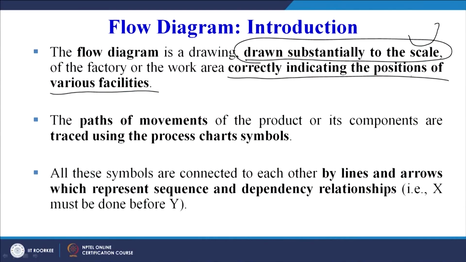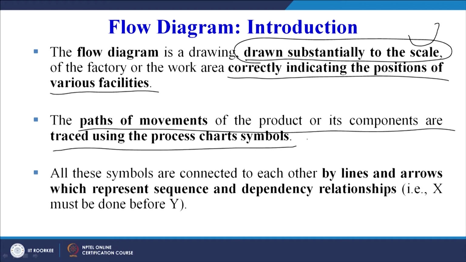But in a flow diagram we will make the exact layout of the facilities to the scale within the organization or within the workshop or within the shop. It is to the scale and a correct indication of the positions and the facilities. Then coming on to the paths of movements, the movement of the product or its components are traced using the process chart symbols. So we can track the movement, we can plot the paths of movement.